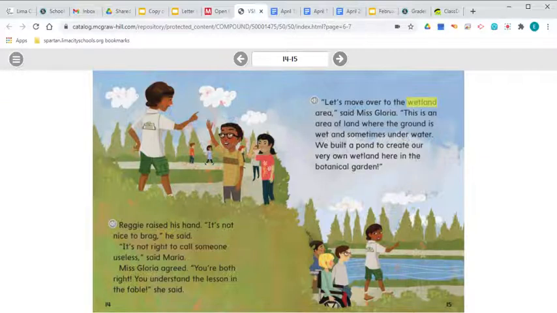"Let's move over to the wetland area," said Miss Gloria. "This is an area of land where the ground is wet and sometimes underwater. We built a pond to create our very own wetland here in the botanical garden."